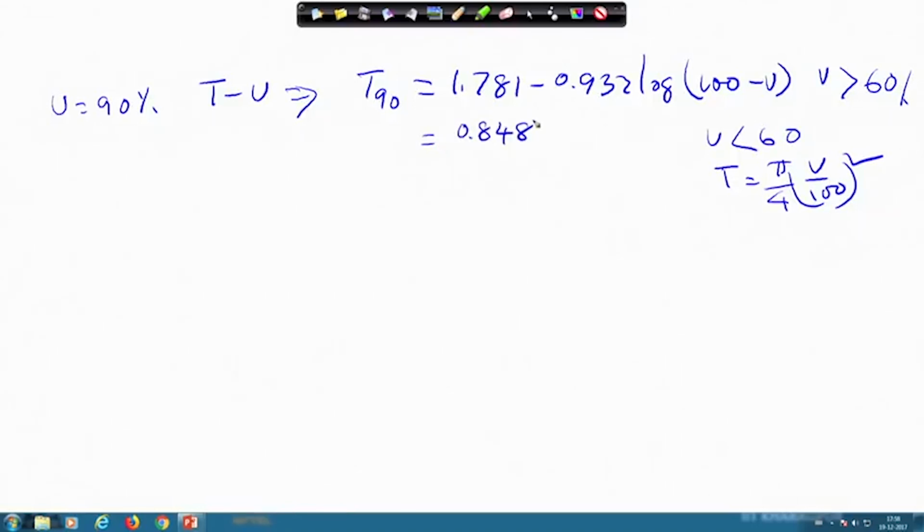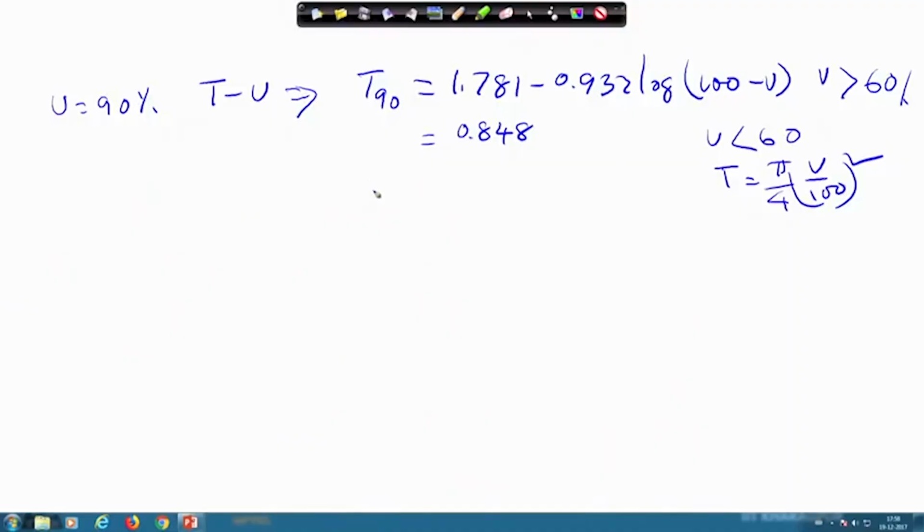0.848. Sometimes 50% and 90% consolidation, many problems will be there, and from there find out the coefficient of consolidation in the lab. So, it is better to remember T 90 and T 50. T 50 is 0.197 and T 90 is 0.848. Sometimes it is better to remember these two values, as sometimes it will be useful.